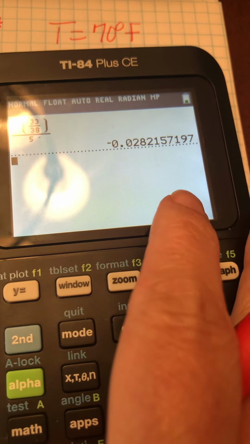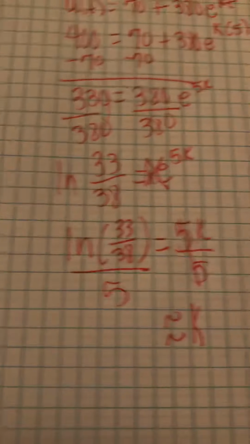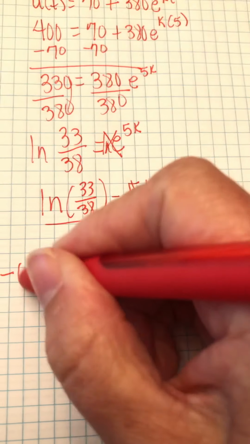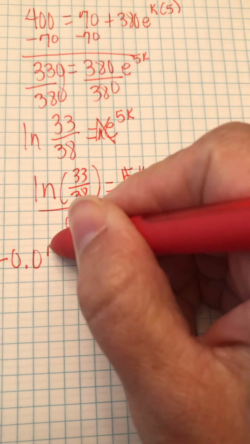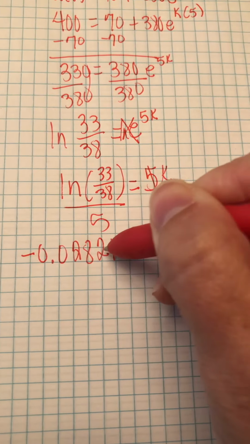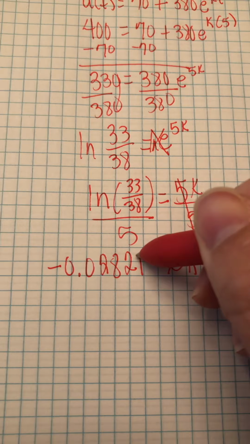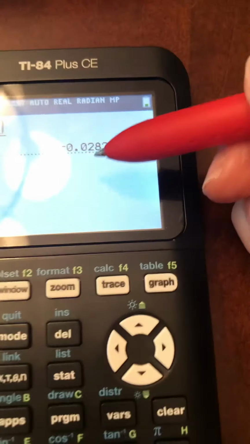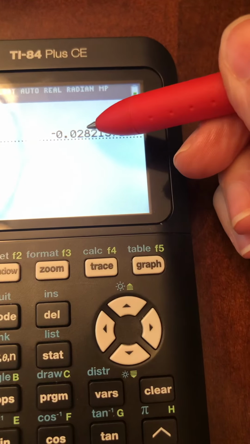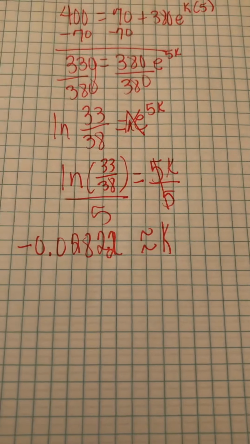So let's go at least 5 places on this one since we have that 0 in the front. So we've got K equals our negative 0.02821. That's 1, 2, 3, 4, 5. Oops, that 1 will round up to a 2. See right here you got 1, 2, 3, 4, 5, and the 5 will round that up to a 2. Okay, so that's going to be my K.